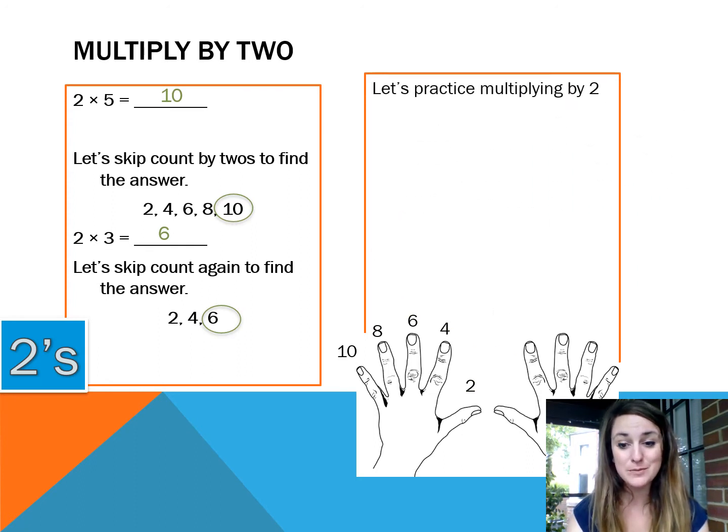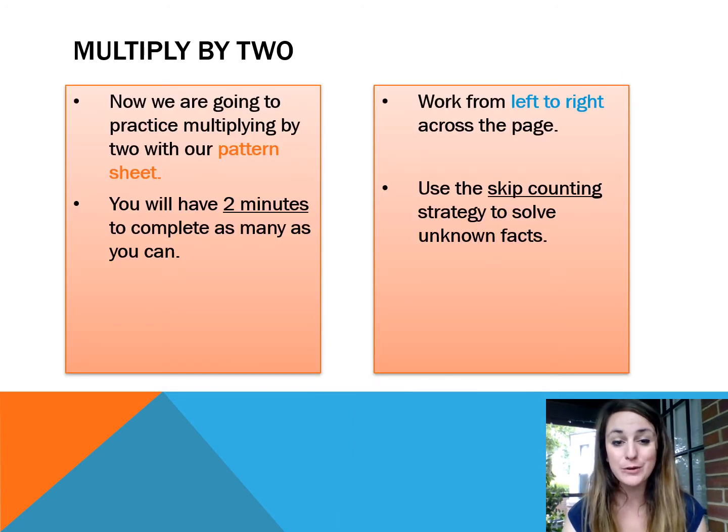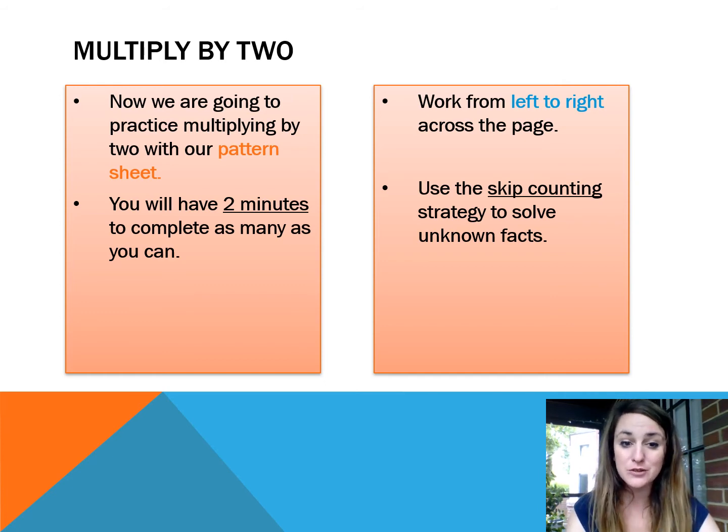Let's practice multiplying by 2. 2 times 4. 2, 4, 6, 8. 2 times 4 is 8. Now we are going to practice multiplying by 2 with a pattern sheet. You will have 2 minutes to complete as many problems as you can.